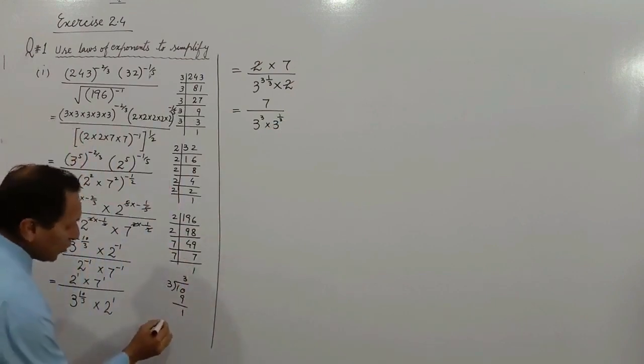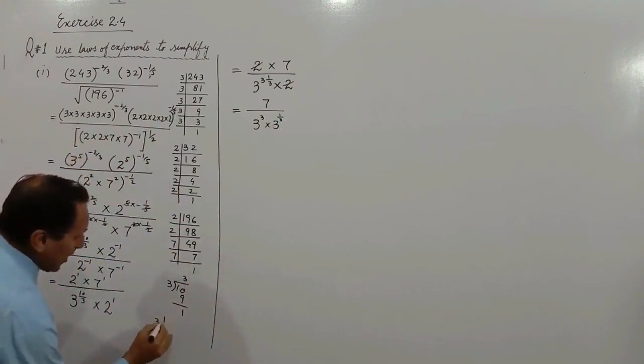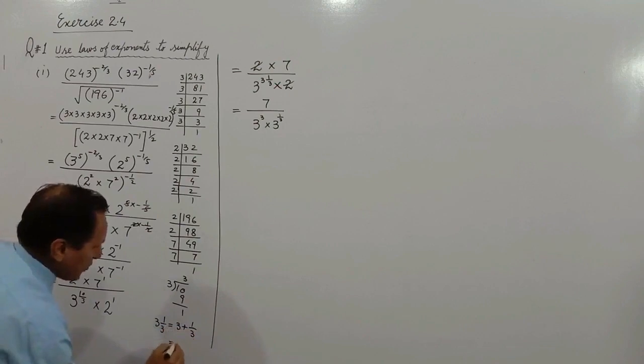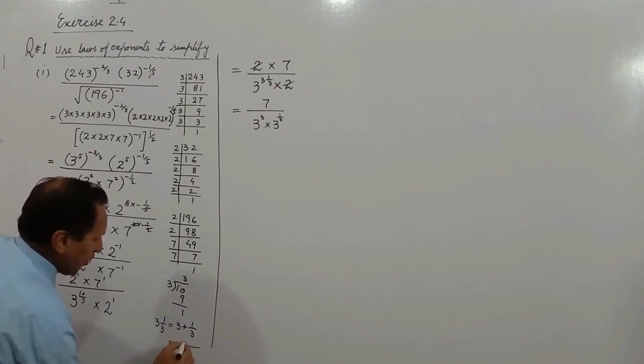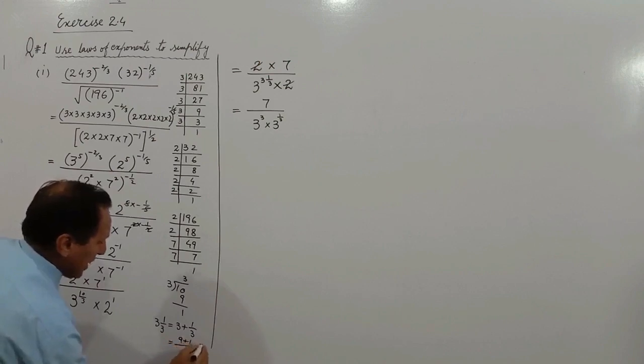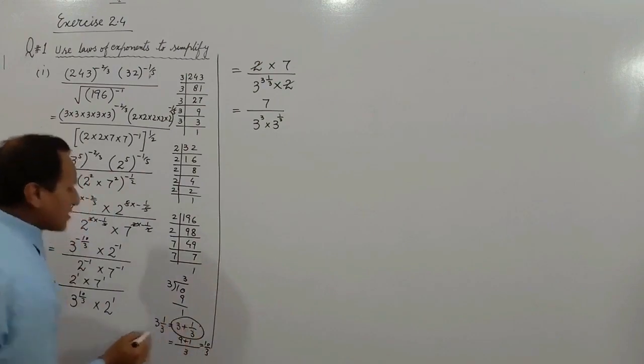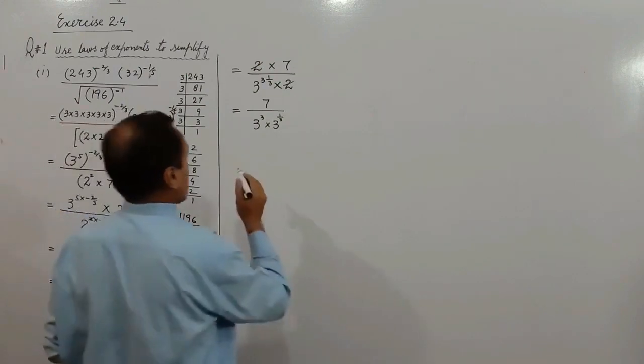Because according to the definition of a mixed fraction, that 3 into 1 over 3 can be written as 3 plus 1 by 3. Because when we take the LCM of these two, we get 9 plus 1, that is 10 by 3. So it means we are allowed to write it as 3 plus 1 over 3.